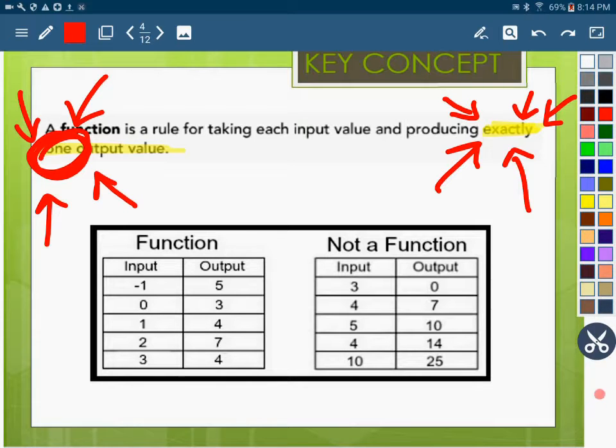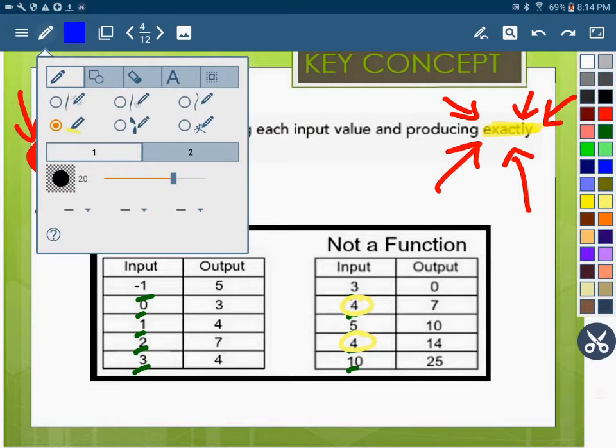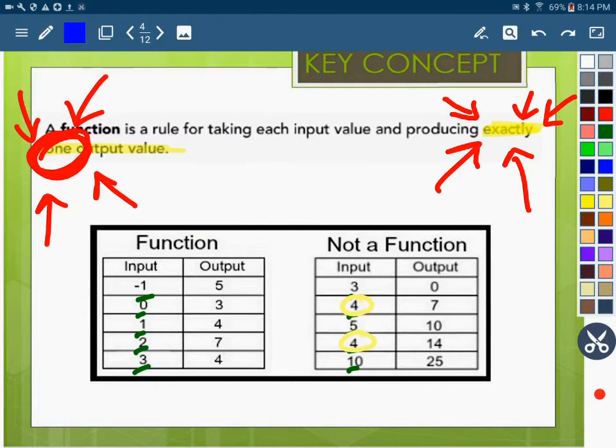So let's take a look at these two tables. First, notice if you look at all the inputs in the function on the left, I don't see any repeating. -1, 0, 1, 2, and 3. None of those numbers repeat. So I can't say that any one input is assigned two outputs. But if you look at the function on the right, I see 3, 4, 5, 4, 10. That means the number 4 is being repeated, which means it has the potential of being assigned two different output values. And if we look, 4 is not only assigned to 7, but it's also assigned to 14.